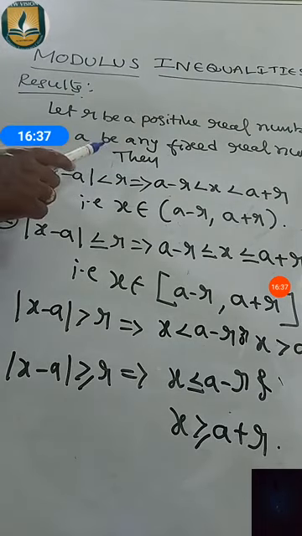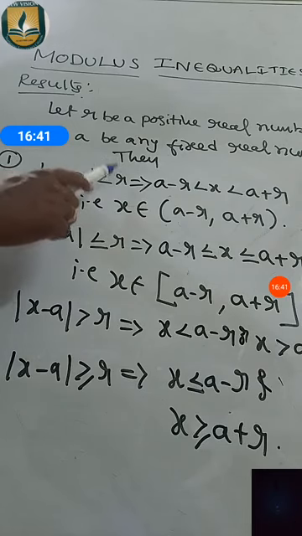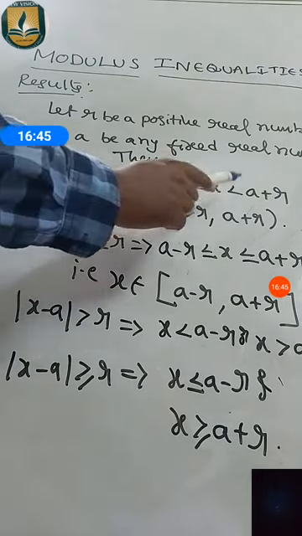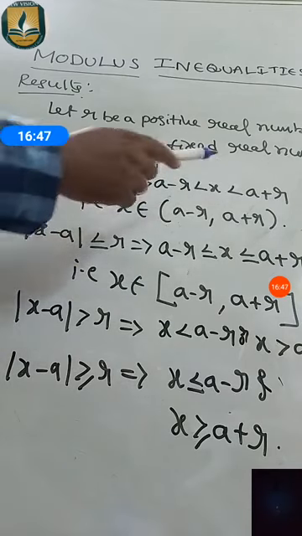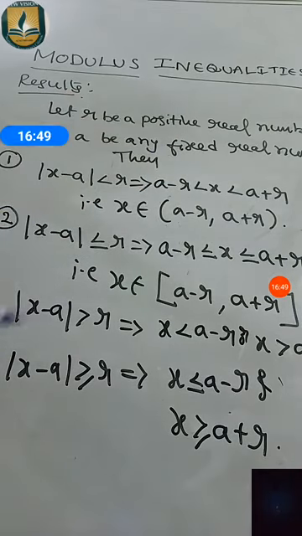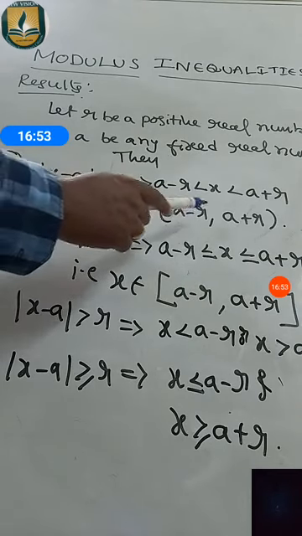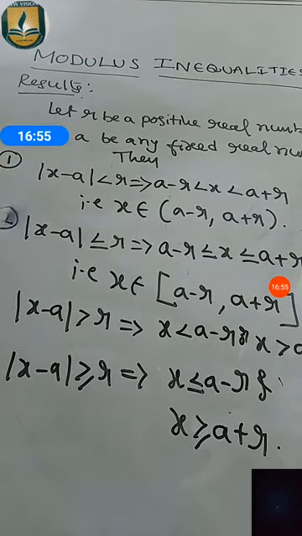Then we have the first result: modulus of x minus A less than R means A minus R less than x less than A plus R. That means x values will lie between A minus R and A plus R. That is, x belongs to the open interval A minus R comma A plus R. These are the results; we are going to prove them.